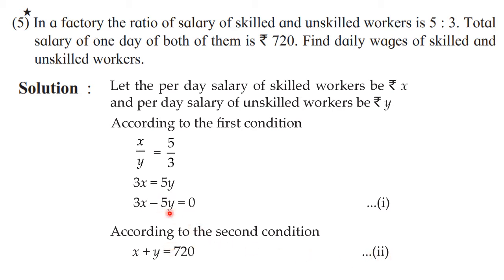Now you have both the equations here. You have 3x minus 5y is 0 and x plus y is equal to 720. Here you can solve now by any method. For example, if you want to solve by the elimination method, then you need to equate any one coefficient. If you want to equate the coefficient of y, here you will multiply by 5. If you want to equate the coefficient of x, then you will multiply by 3. So anyhow you can solve. Let us see further.